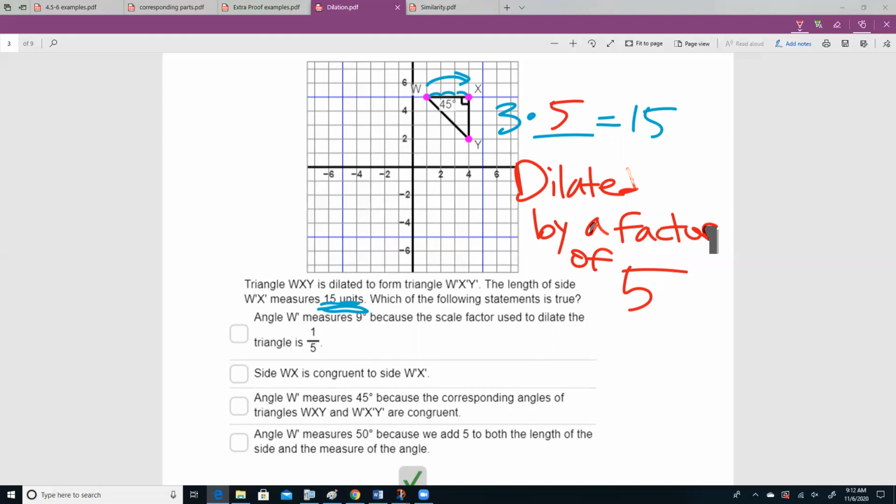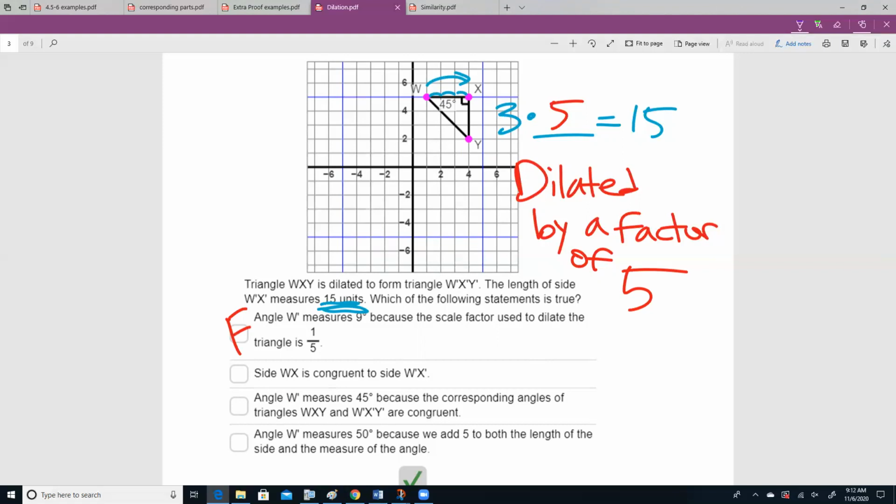The angle W prime measures 9 degrees because the scale factor of dilation is 1/5. Okay, we already said the scale factor of dilation is 5. The other thing you need to consider whenever you're dealing with a dilation is that while all of your side lengths change, none of your angle measures do. So we know this one's false, as our angle measures never change with dilation.